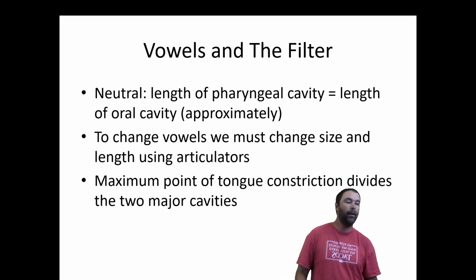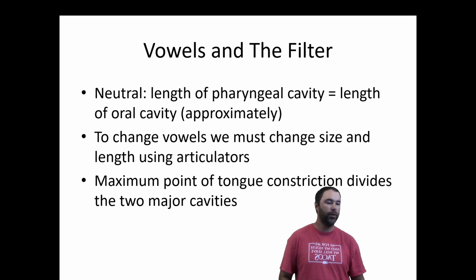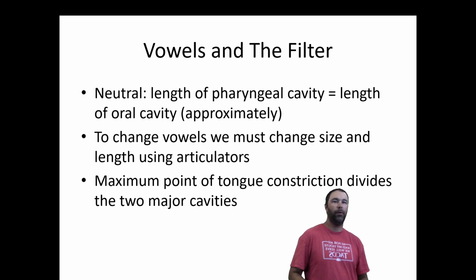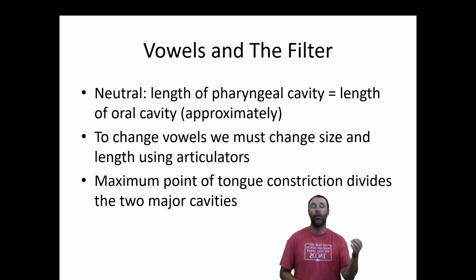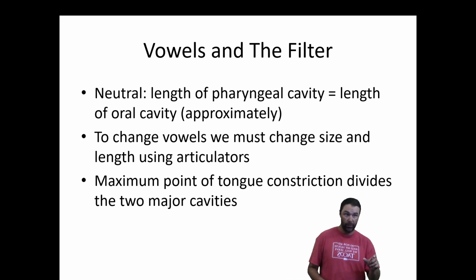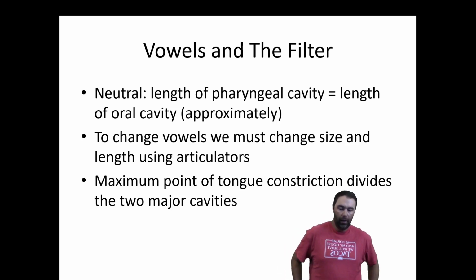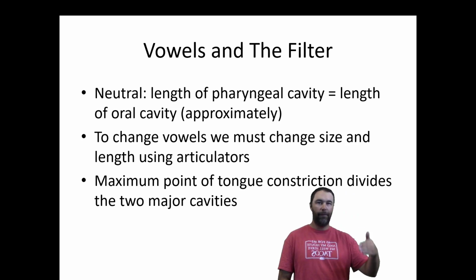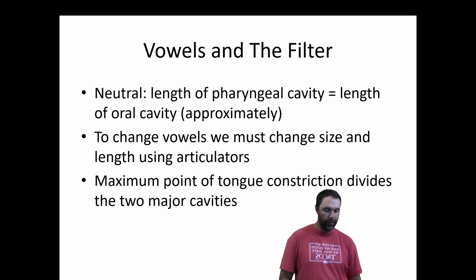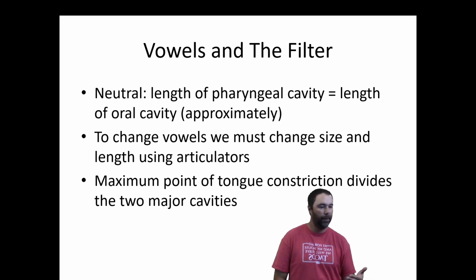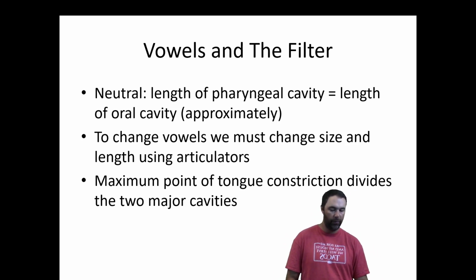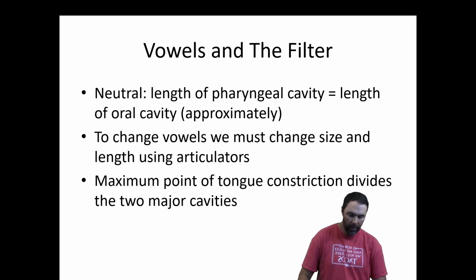So when we're in that articulatory configuration to produce the neutral vowel, the length of the pharyngeal cavity is going to be approximately the length of the oral cavity, although the pharyngeal cavity will always be a little bit bigger. So in that situation, when we produce the neutral vowel, we're going to have that 500, 1500, 2500, 3500. That's the resonance response of a tube that is 17 centimeters, the average male vocal tract.